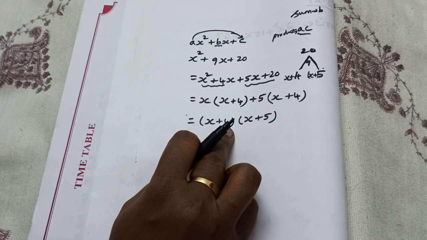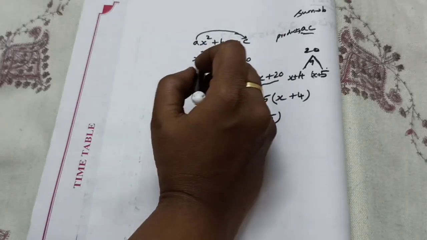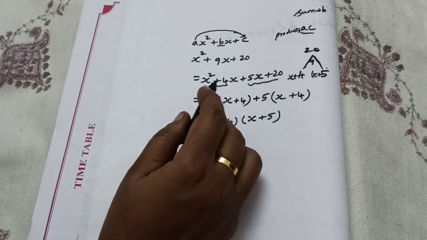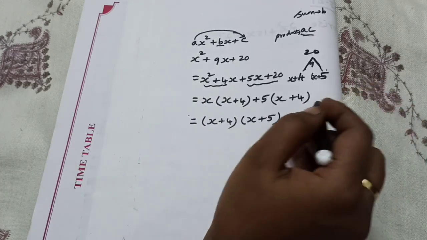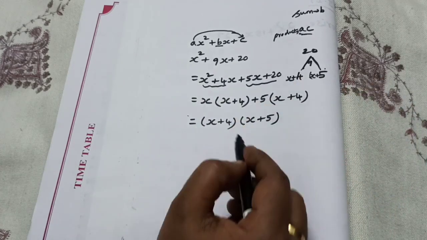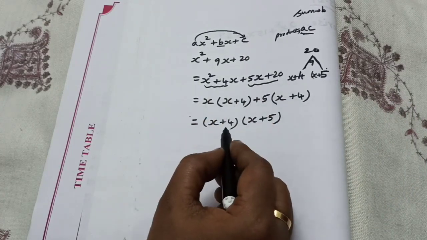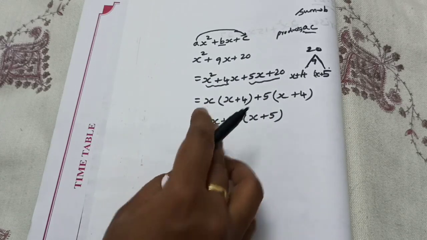But your question is factorize the polynomial. Suppose it is given as a 2 mark question, then you must write these steps. And next year, these methods and all you will want to use. So be careful and study. Have you understood? This is a common example only that I explained.